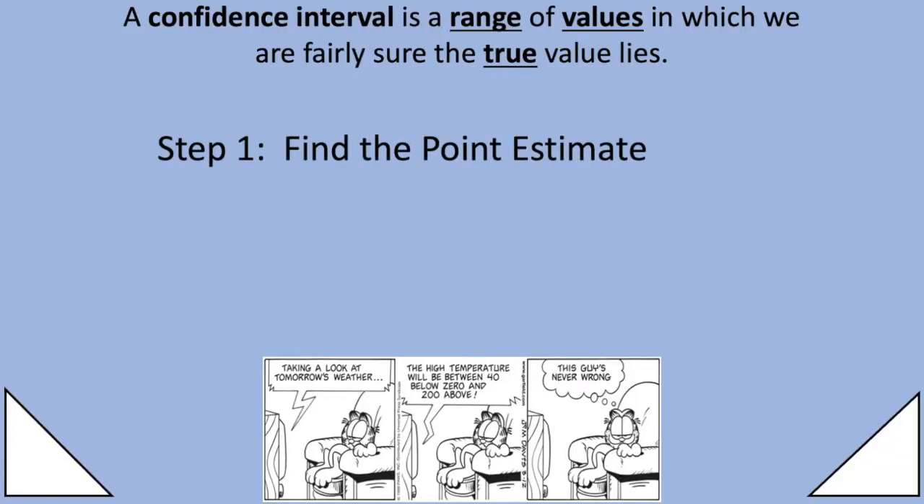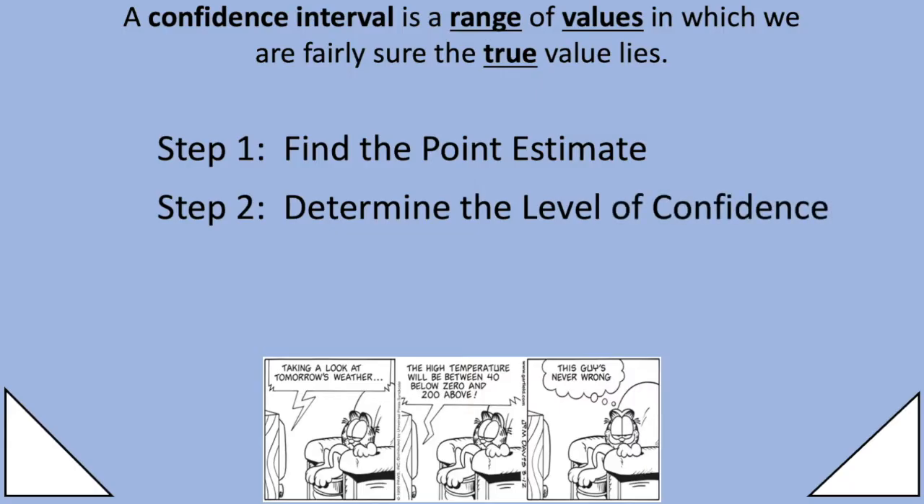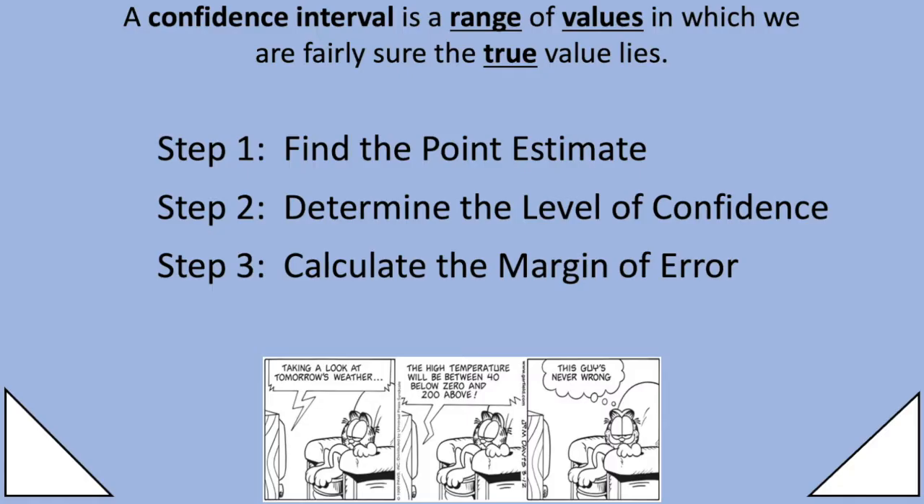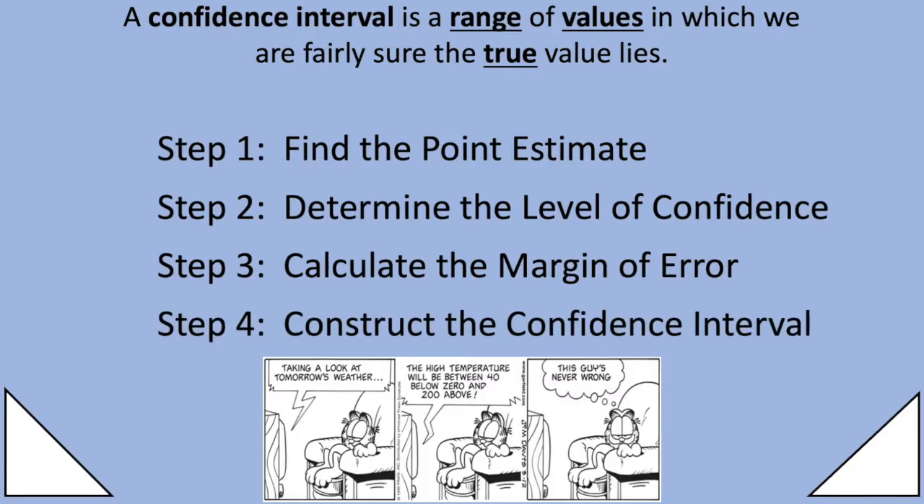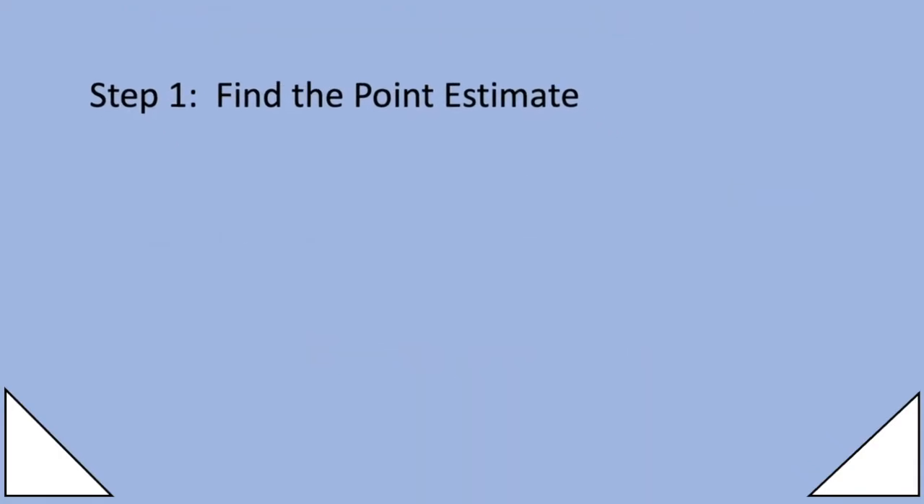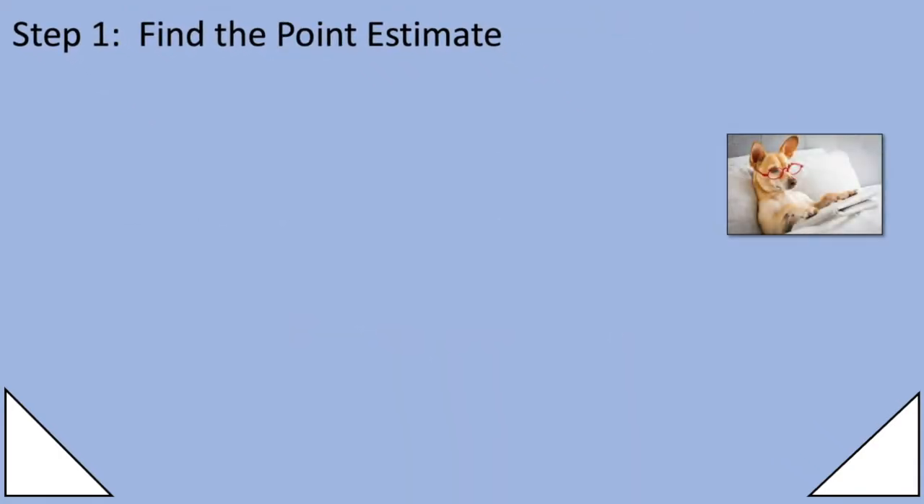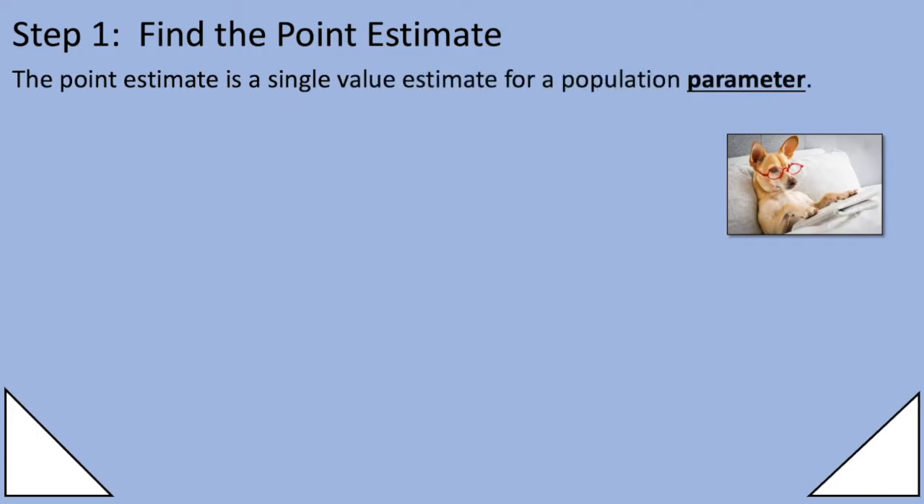Step 1 is to find the point estimate. Step 2 is to determine the level of confidence. Step 3 is to calculate the margin of error. And step 4 is to construct the confidence interval. Of course, we'll start with step 1. Step 1 is to find the point estimate. A point estimate is a single value estimate for a population parameter.